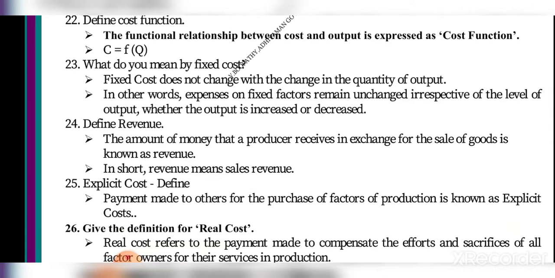Revenue. Next we will see define revenue. The amount of money that a producer receives in exchange for the sale of goods is known as revenue. Revenue means income. In short, revenue means sales revenue. The producer is selling and getting an income. That is called revenue. Explicit cost means the expenses which are made out of the concern. Payment made to others for purchase of factors of production is known as explicit cost.